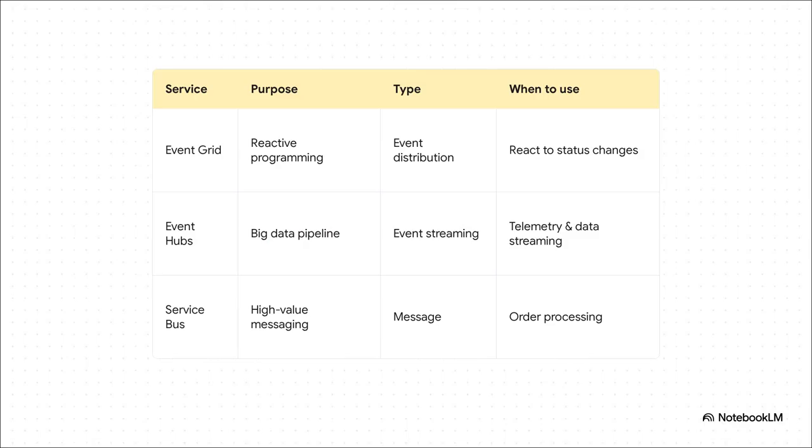Here's the cheat sheet. Really, if your main goal is to react to something, a status changing, an action happening, you use Event Grid. If you're building a big data pipeline, streaming massive amounts of telemetry, that's a job for Event Hubs. And if you are handling high-value business messages, things that need ordering, transactions, and can't fail, you use Service Bus. That's it. It's just about matching the tool to the job.